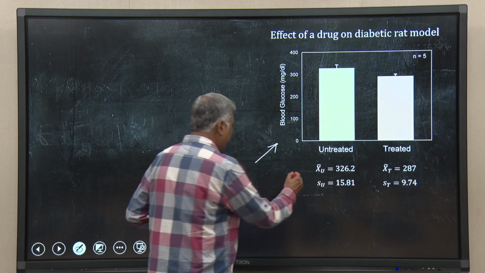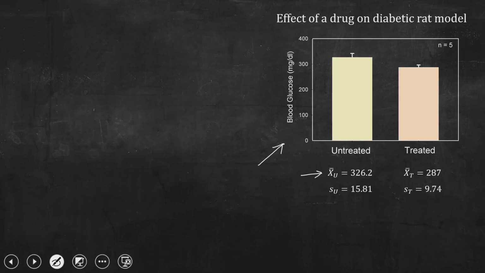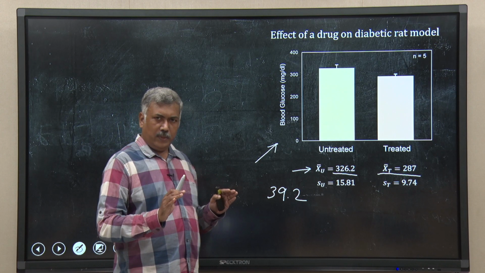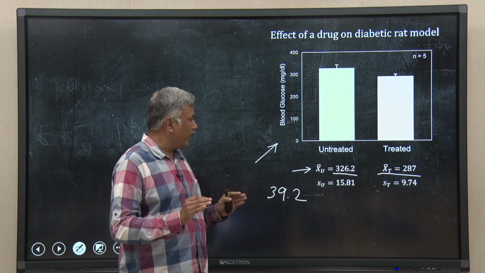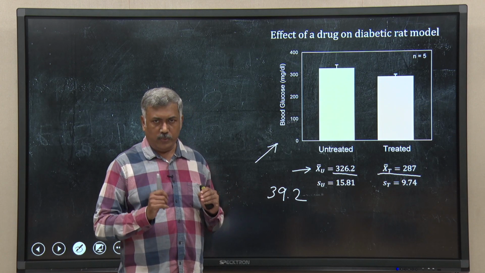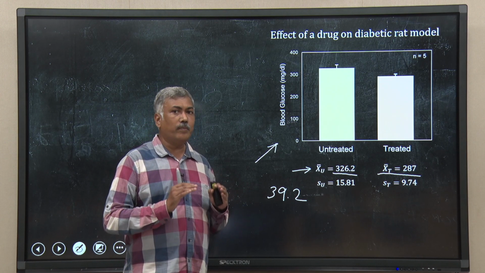Now, I have also reported the mean, remember this is called the sample mean, that is why we have x bar. The sample mean blood glucose level for untreated is 326.2, whereas for the treated group it is 287. So, how much will the difference be? The difference will be around 39.2 possibly, you can do the calculation. So, I have seen the difference, right. There is a difference in the treated and untreated group. The treated group has slightly lower blood glucose level.